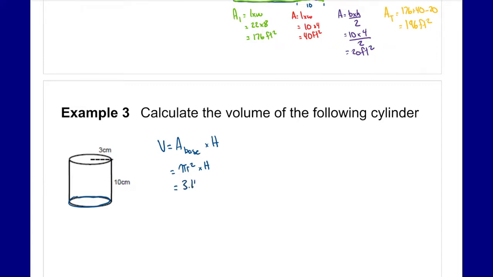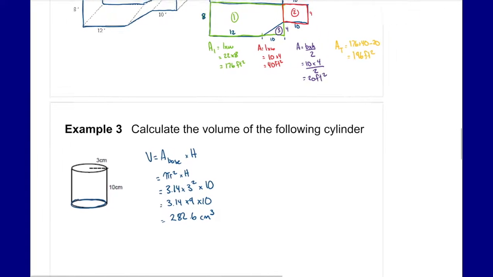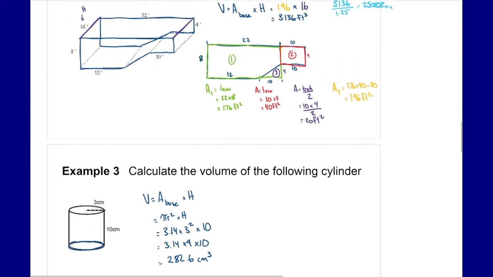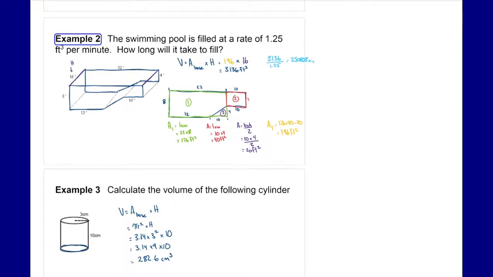Pi is 3.14 times the radius squared, so times 3 squared, times 10, or the height. 3.14 times 9 times 10. We end up with 282.6 centimeters cubed. So, again, that one was straightforward, but as long as we can find the area of the base and we have the height, we should be able to find the volume of a prism or a cylinder.